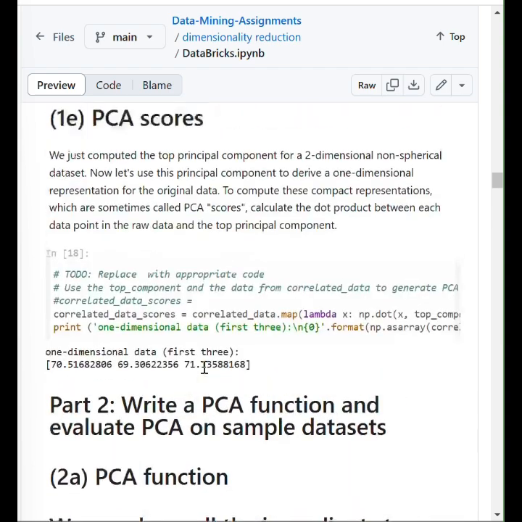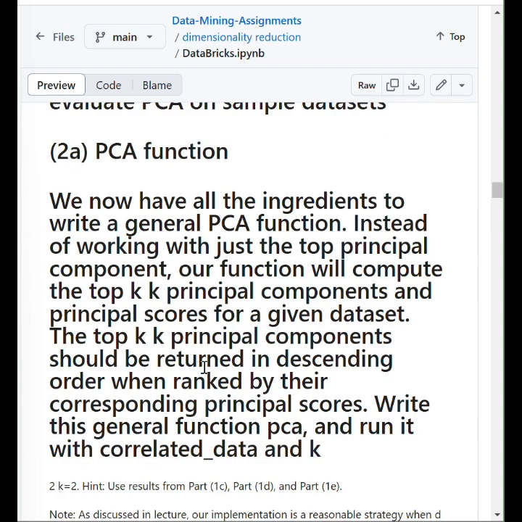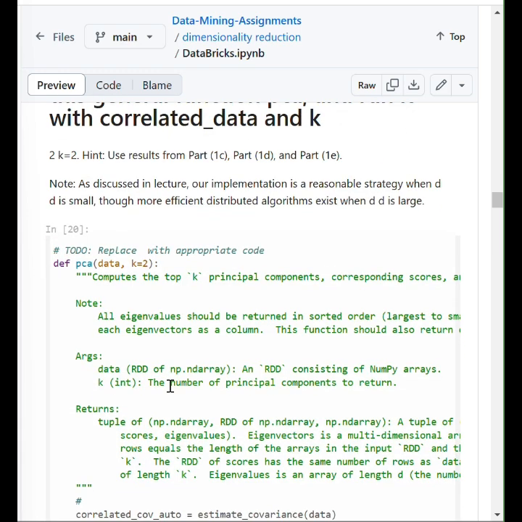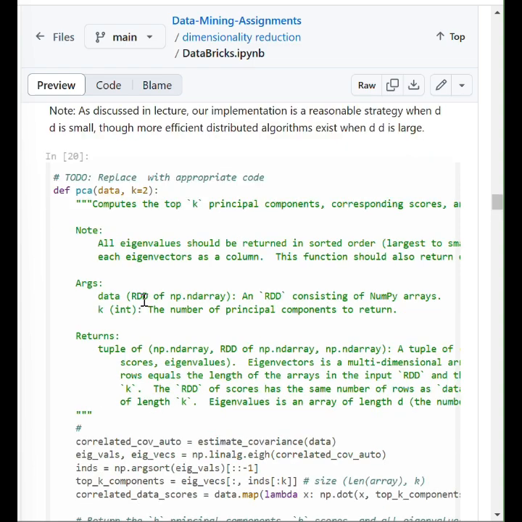We computed the top principal component for the two-dimensional non-spherical dataset. Now we use this principal component to derive a one-dimensional representation for the original data. Now we have all the required functions to write a general PCA function. Instead of working with just the top principal component, our function will compute the top k principal components and principal scores for a given dataset.